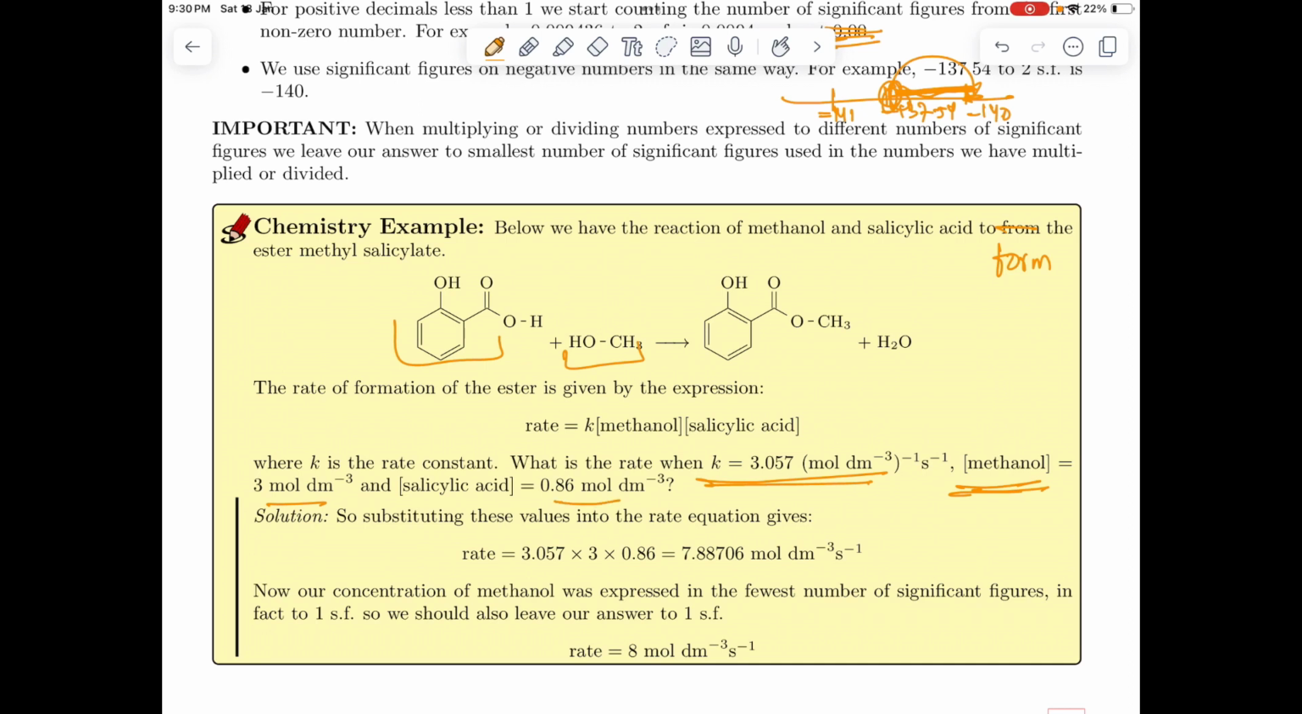The concentration of methanol is given as 3 mol dm^-3, and you have 0.x mol dm^-3 for the other. Now, if you directly plug in the values, you'll get k times the concentration of methanol and salicylic acid. That's going to be 7.88706 mol dm^-3 per second, because it means how fast you are doing it, and of course volume also matters. Now our concentration is expressed in the fewest decimals. So 7.88, if you want it to 1 significant figure, we'll just make it 8 mol dm^-3 per second, right?